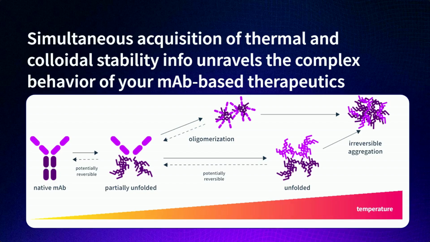Now, the engineering of the Prometheus Panta lets us follow the complex unfolding behavior of a biologic, such as a monoclonal antibody, across a thermal denaturation gradient. By collecting the thermal and colloidal stability in parallel from the same samples along the entire thermal ramp, it's possible to follow the different stages of unfolding in minute detail, giving you the most possible information about your candidates.